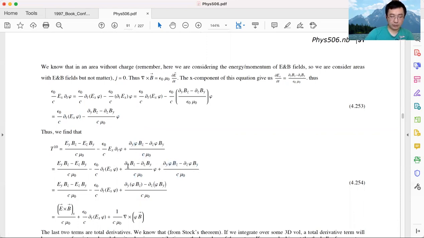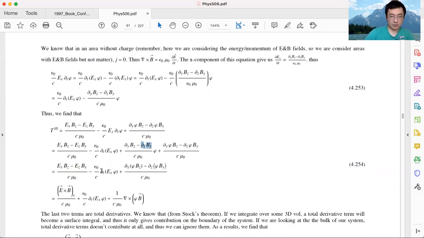And if we combine these last 2 terms together, we find that it has partial B times phi and partial phi times B. When these 2 terms are combined together, it becomes a partial of phi times B. This term has a derivative for B, phi doesn't have a derivative. This term has a derivative for phi, B doesn't have a derivative. When we add them together, it's a derivative of phi times B. The same is true for the other term, it's a derivative of phi times B. So when we combine these 2 terms together, we get this.